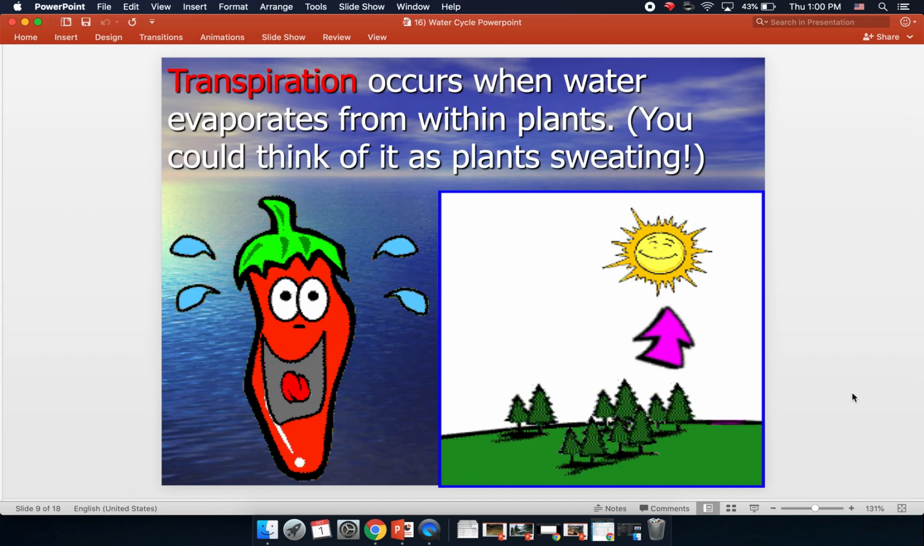Transpiration. Transpiration occurs when water evaporates from within plants. You can almost think of this as like plants sweating. Like when we sweat, we lose water. The plants, they lose water from transpiration. So plant leaves have pores through which they exchange gases with the environment. They absorb carbon dioxide and release oxygen and water vapor. And when they release water vapor through these pores, we refer to it as transpiration.